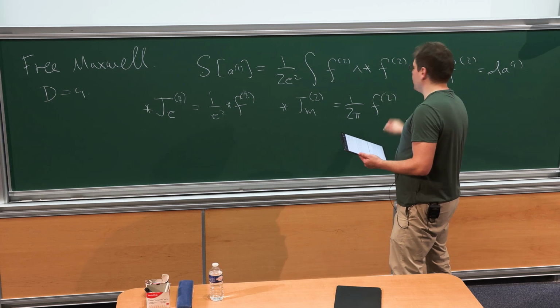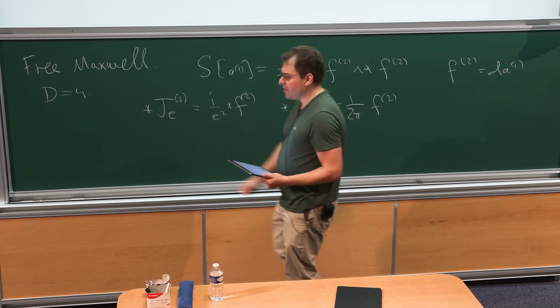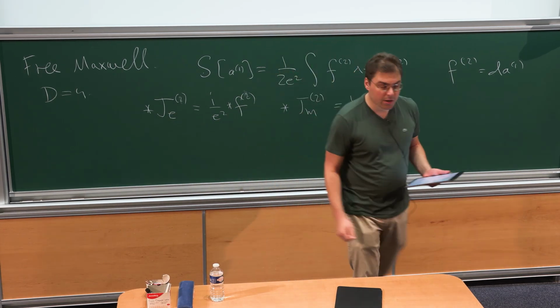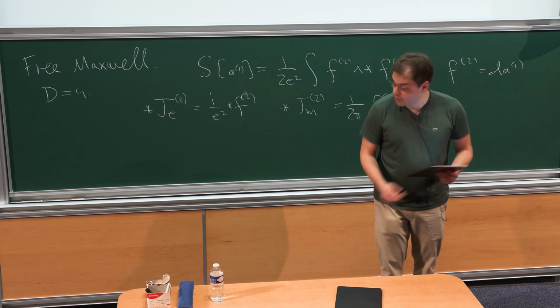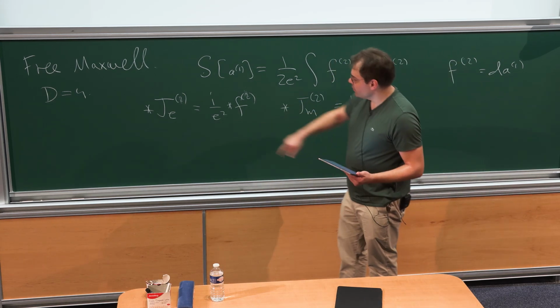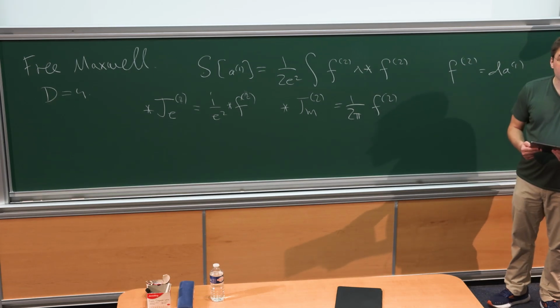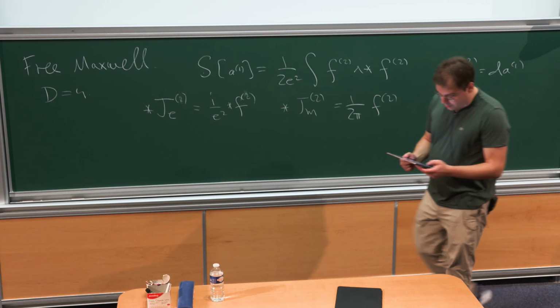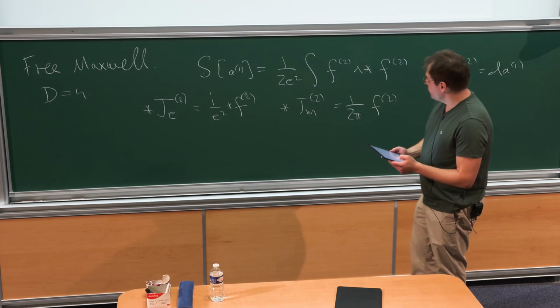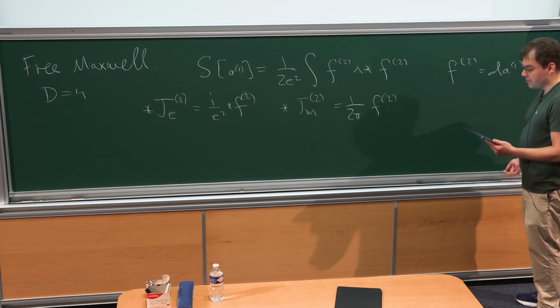The reason I'm putting the stars in this Baroque place is because you integrate star of the current over a 2-cycle in order to get the corresponding charges. So this integrated over a 2-cycle is the electric charge, and this integrated over a 2-cycle is the magnetic charge. All right. So this theory has two one-form symmetries.